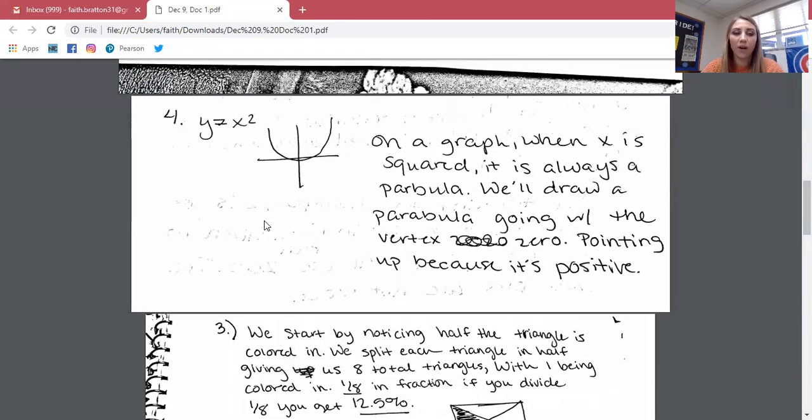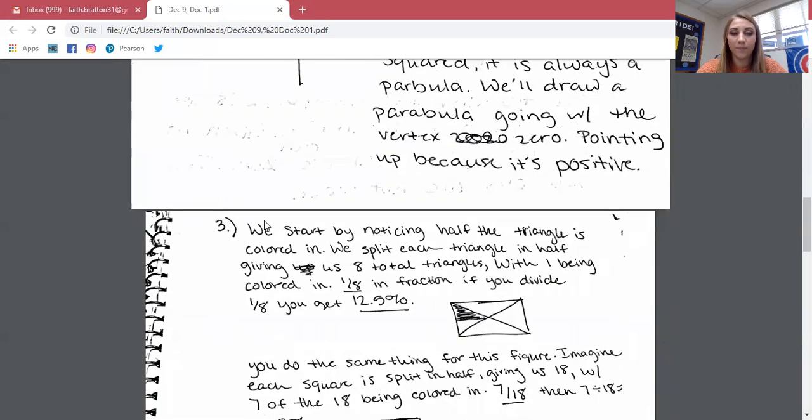For number 4, it's y equals x squared. On a graph, when x is squared, it always has a parabola. We'll draw a parabola, going with the vertex at 0, pointing up because it's positive.